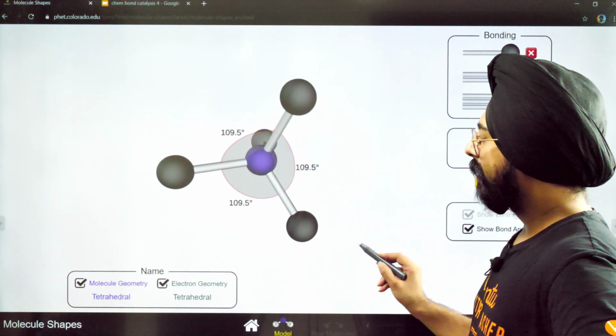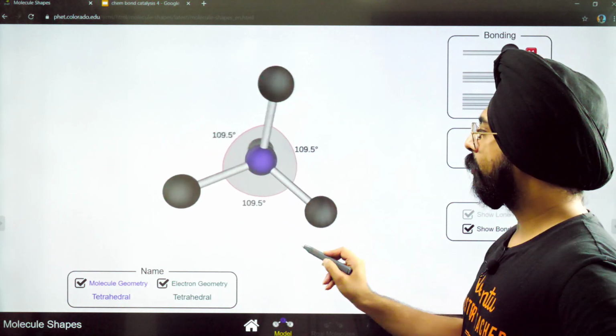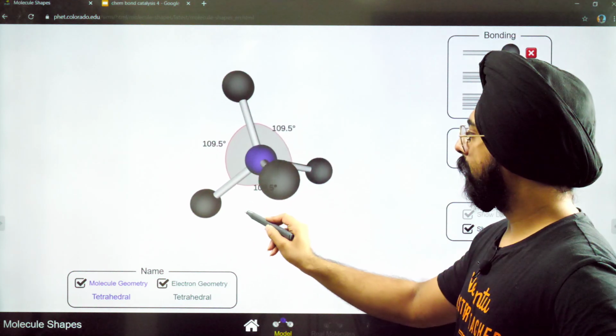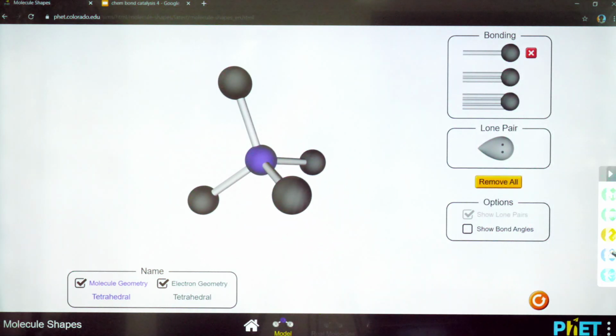Now you must be wondering, sir, but how do we draw this on paper? It's difficult to draw on paper. How do we draw this in 3D? I'll show you how to draw it in 3D as well.